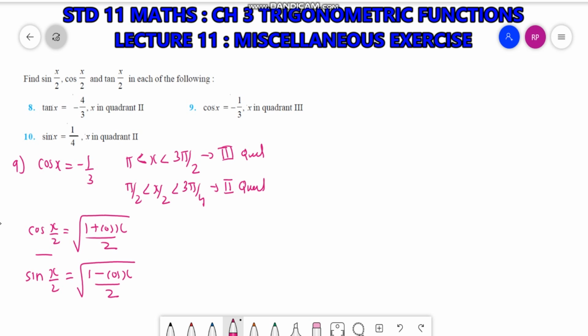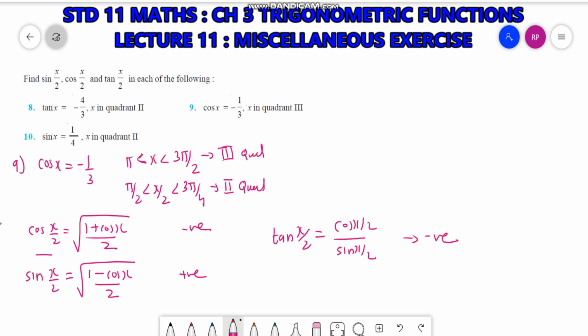But remember, the value of cos x by 2 will be negative because it is in the second quadrant, and sin x by 2 will be positive. Okay, so I am giving it to you to solve this sum. Clear? And after finding cos x by 2 and sin x by 2, take the ratio tan x by 2, that will be equal to cos x by 2 upon sin x by 2. This answer will be negative. Okay? So I have just taught you the method of solving question number 9. You have to solve it by yourself.